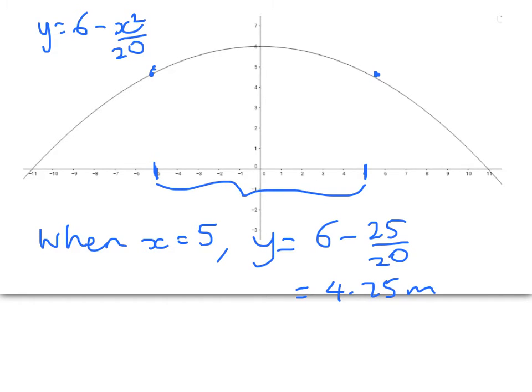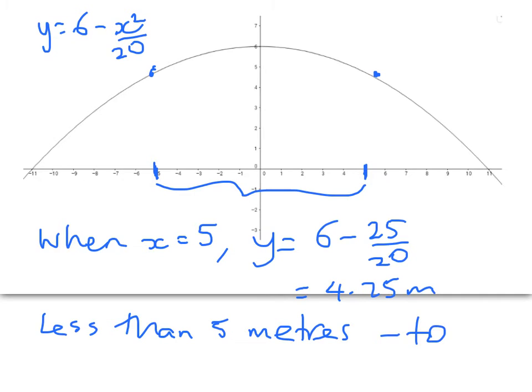Okay, so that's less than 5 metres. So the height of the pool cover is less than 5 metres at the edge of the pool. So it's too low. So we're going to have to fix that up. Right, that's the first condition. And similarly here. So that's 4.75.